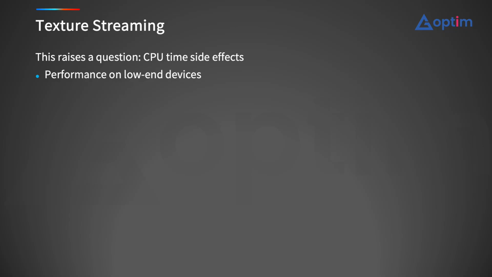In summary, texture streaming works best on medium to high-end mobile devices. The key is not maximizing compression, it is balancing memory residency, loading behavior, rendering fidelity, and CPU overhead.